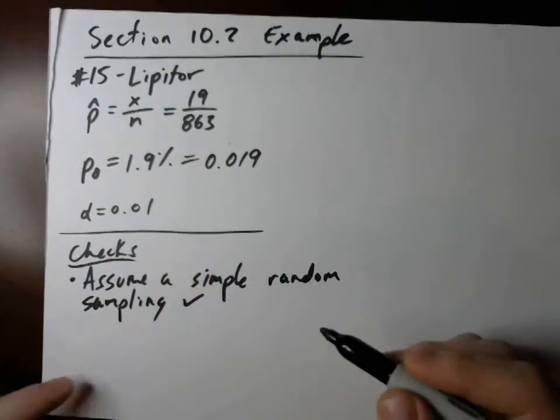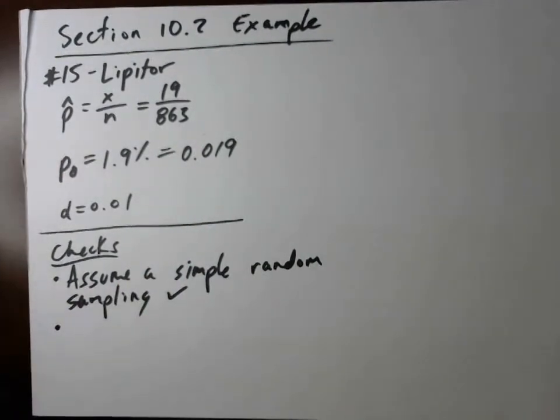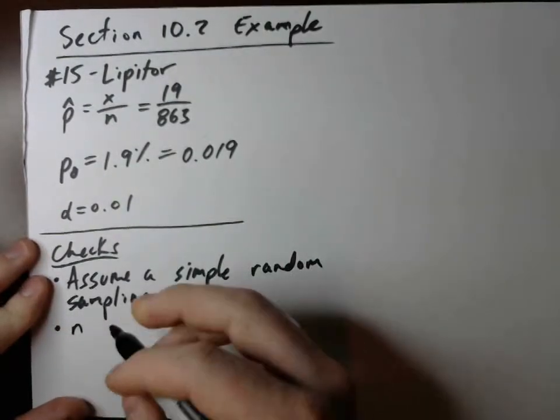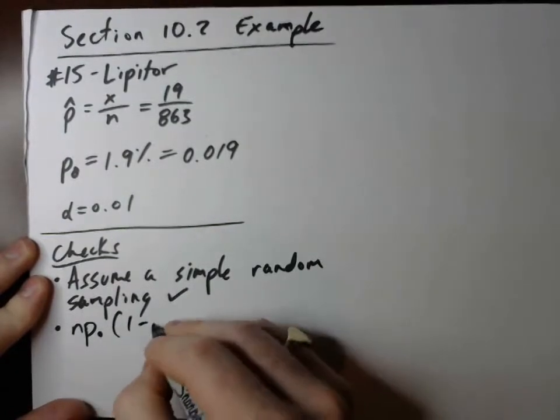Okay, so we're doing our checks right now. There's the first check. And now the second check, it mentions n p naught times 1 minus p naught is greater than or equal to 10. Now, this should be familiar to you from chapter 8, where we need a large enough sample size to have a normal distribution for the sampling distribution. So as you can see, we're using this again. And this should make sense.